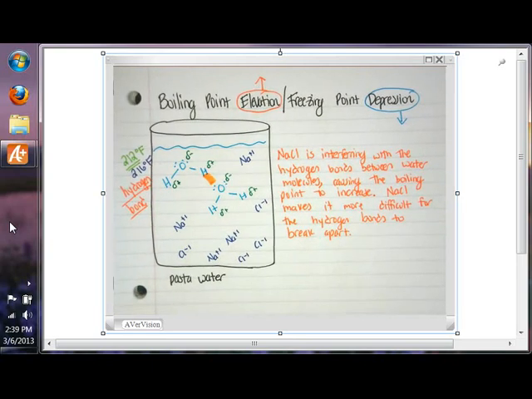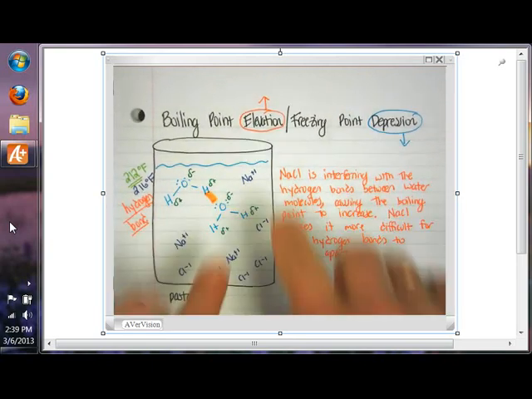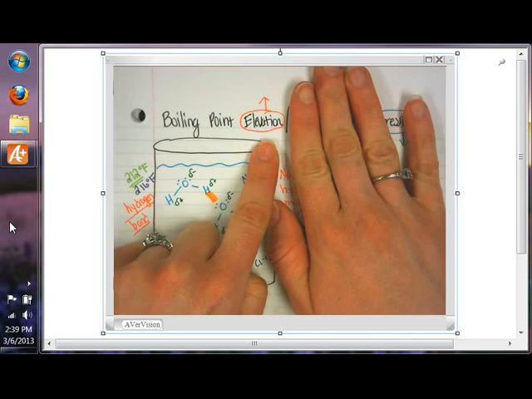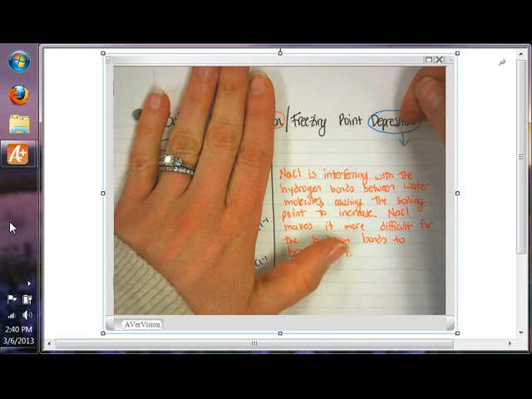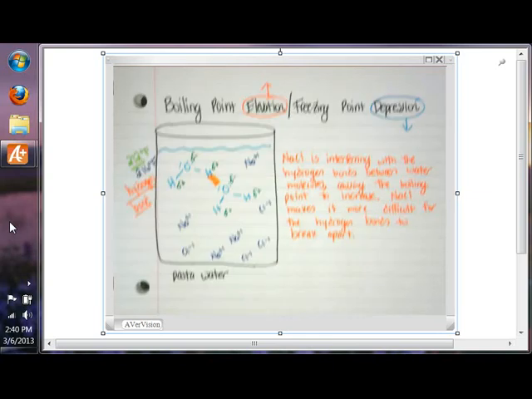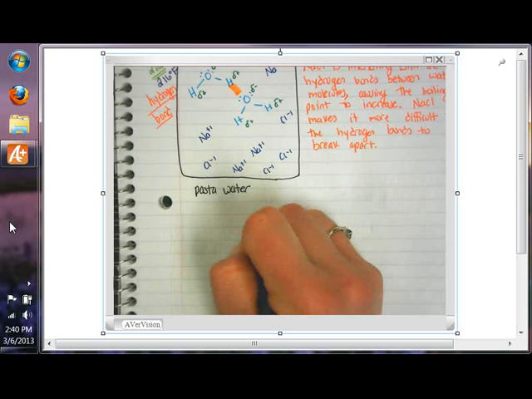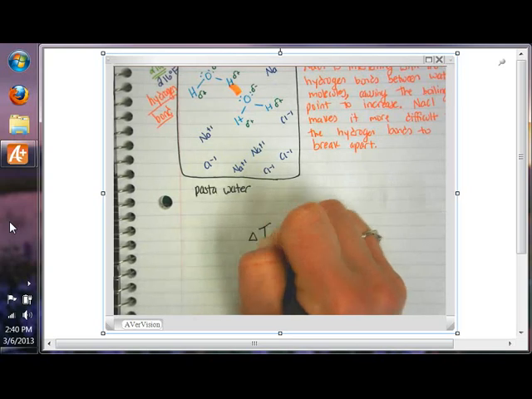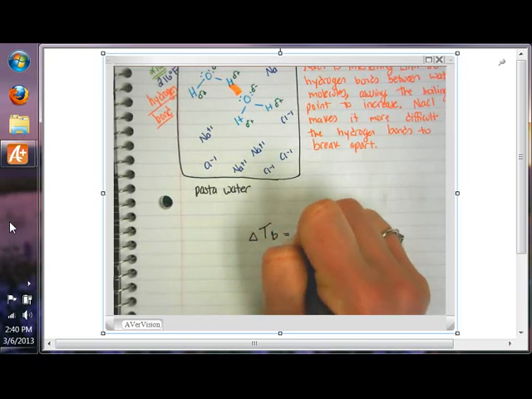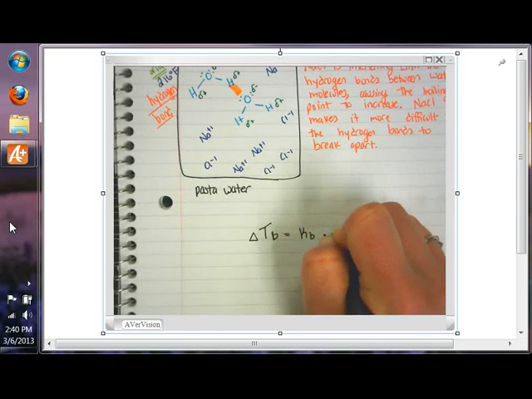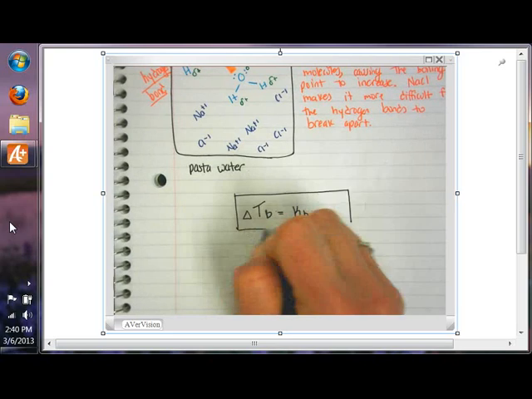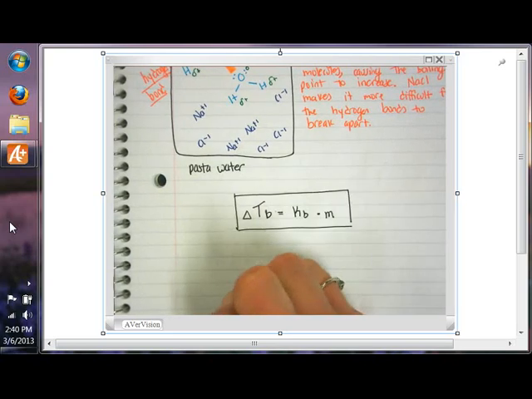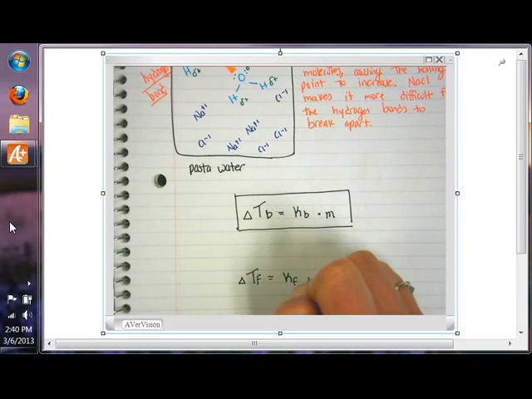So what happens is, if we're trying to boil something, that boiling point goes up. If we're trying to freeze something, the freezing point goes down. So we've got two equations that can help us out with this. They are delta TB equals KB times little m, I'm going to box that guy, and delta TF equals KF times little m.